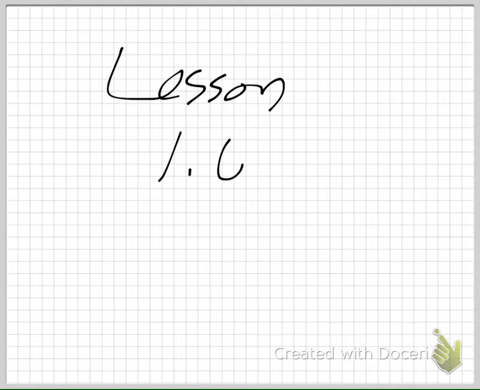All right, this is lesson 1.6 in algebra. Relations. Okay, not a lot of arithmetic in this particular lesson. More of getting you used to seeing and doing math here.